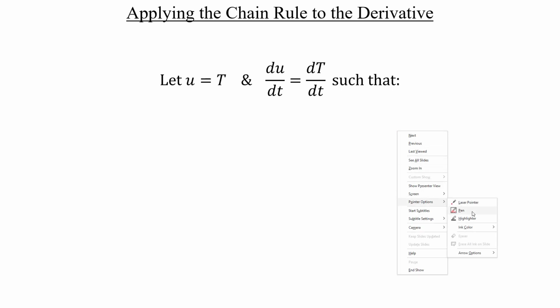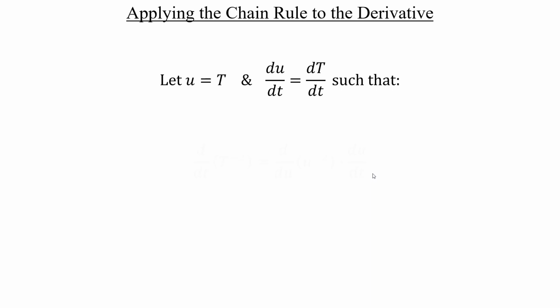Let me go ahead and switch back to a regular pointer arrow like this. There we go. So our chain rule says that the derivative of the period to the -2 power with respect to time is equal to the product of two other derivatives. The first derivative on the right requires us to replace our inner function with our substitution from above.